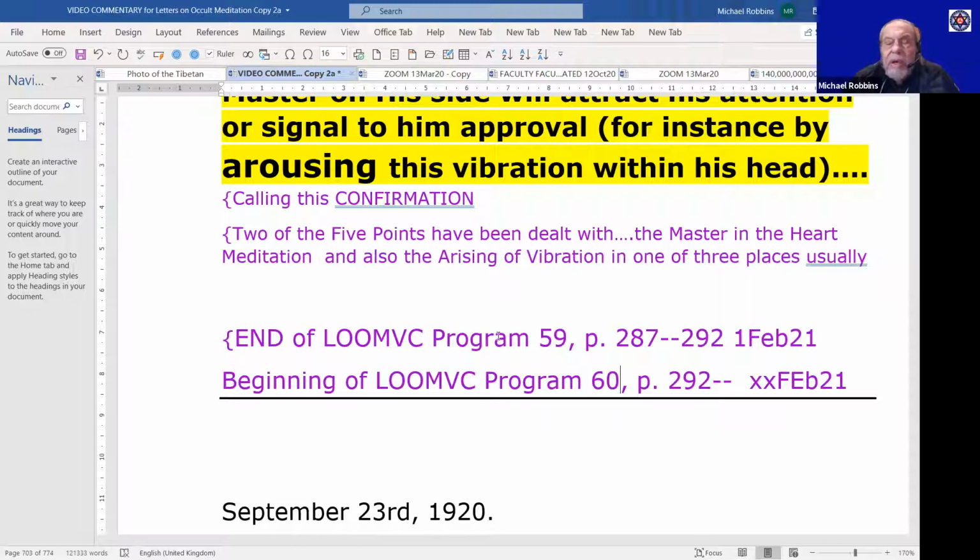So anyway, for right now, we'll go on to the next section of this letter, which is pretty much the end of letter number 8. And I'll do that, of course, as soon as I possibly can.